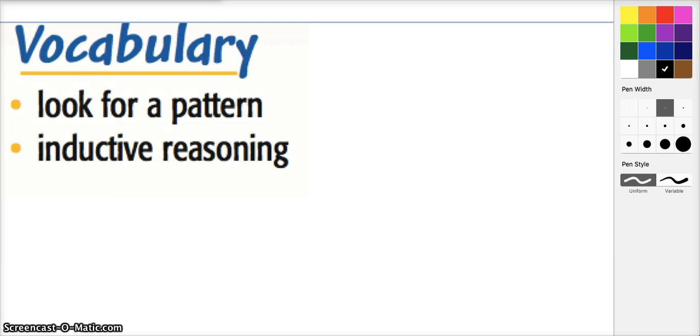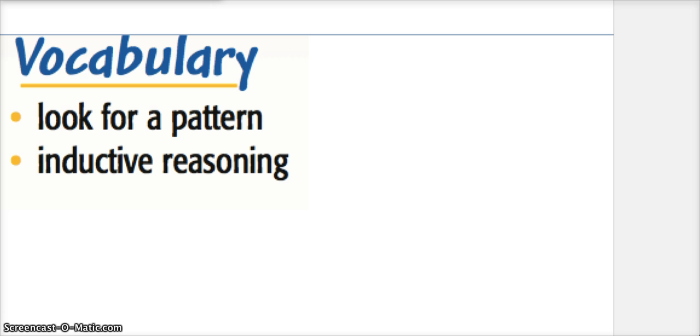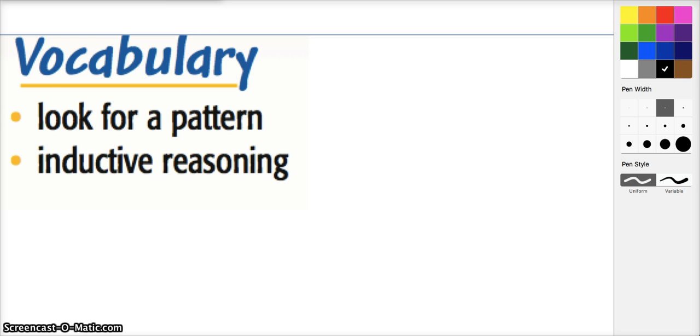The suggested vocabulary here is looking for a pattern and inductive reasoning. Looking for a pattern is a phrase that says exactly what it is. When you're looking at information and you're supposed to deduce if there's a pattern or not, it makes very good sense to look for a pattern. As we have seen before, looking for a pattern is one of the fundamental problem solving strategies that we have. So let's talk about looking for a pattern in terms of inductive reasoning.